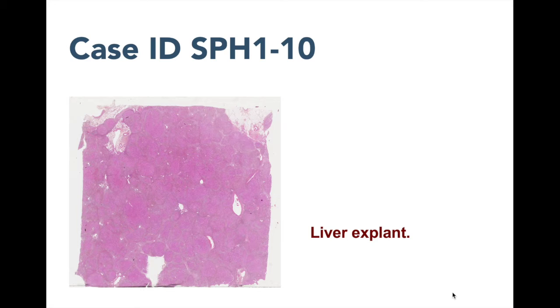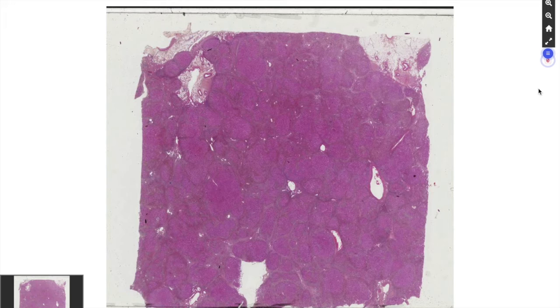Case number 10, surgical specimen of a liver explant. So you had no specific clinical data. That was on purpose because you have to guess what was the disease of the patient from the appearance of the liver. So now let's take a look at the slide from this liver explant.